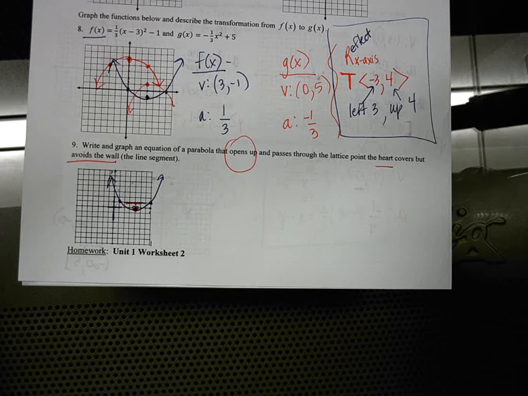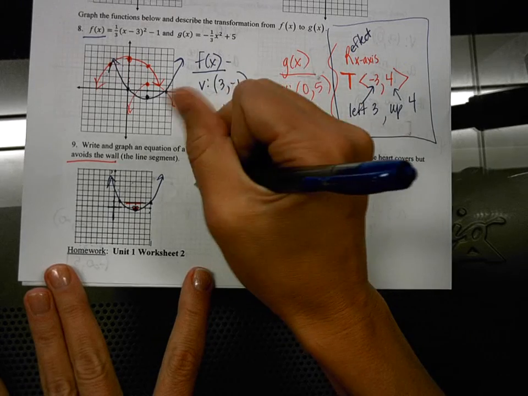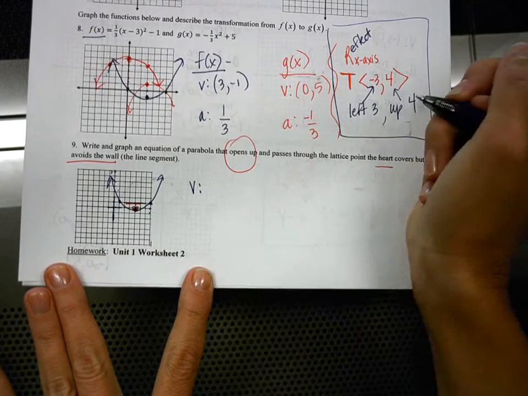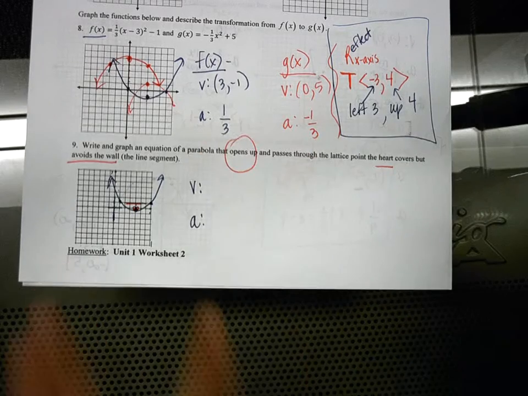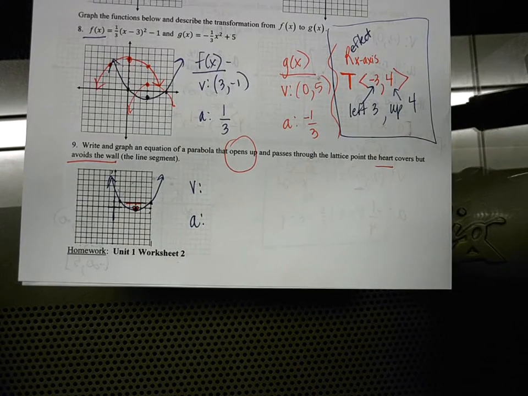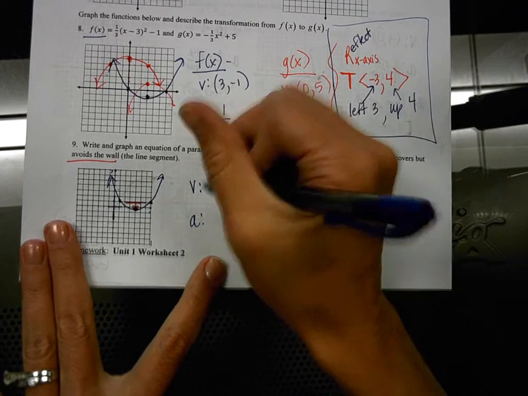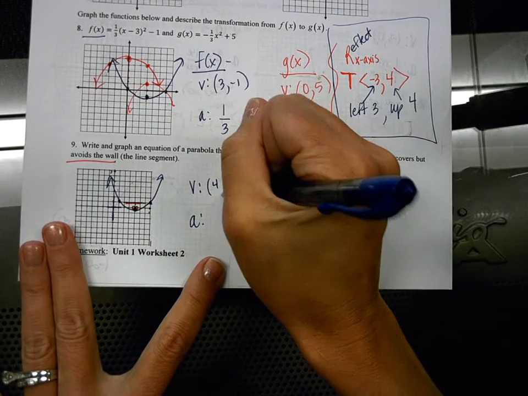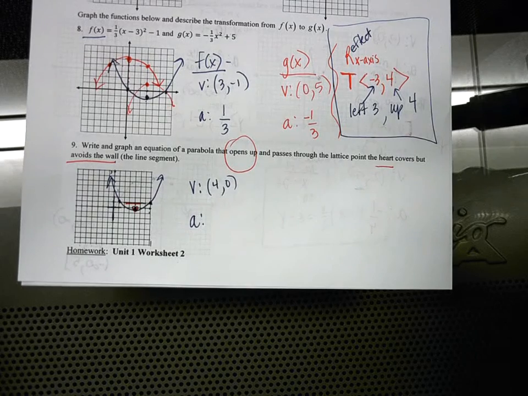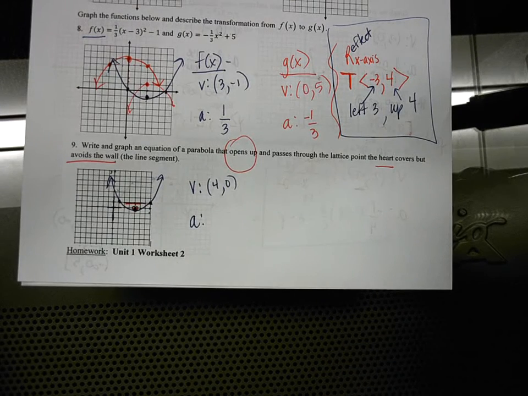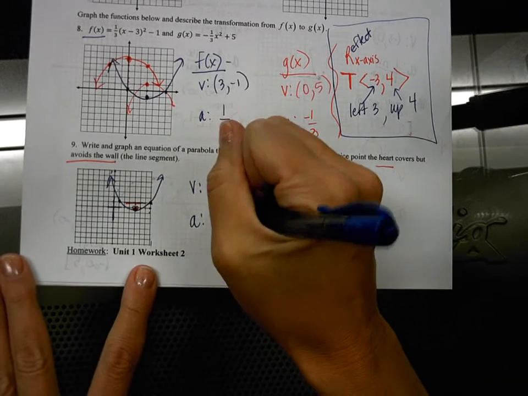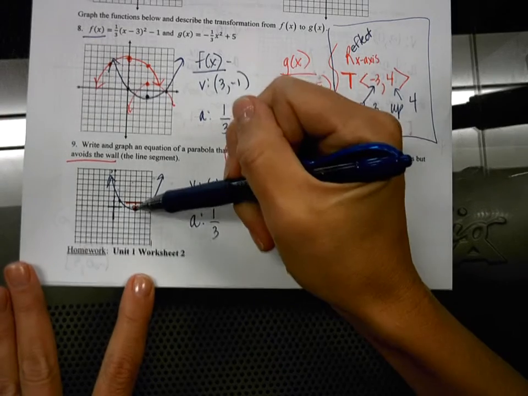Okay? When you're writing a function, we need to know the vertex and the A value. What is my vertex? Vertex is 4, 0. What would be my A value for this one? Good. 1 over 3. Now, if I had say, let's put 1 over 4, would that have also worked?